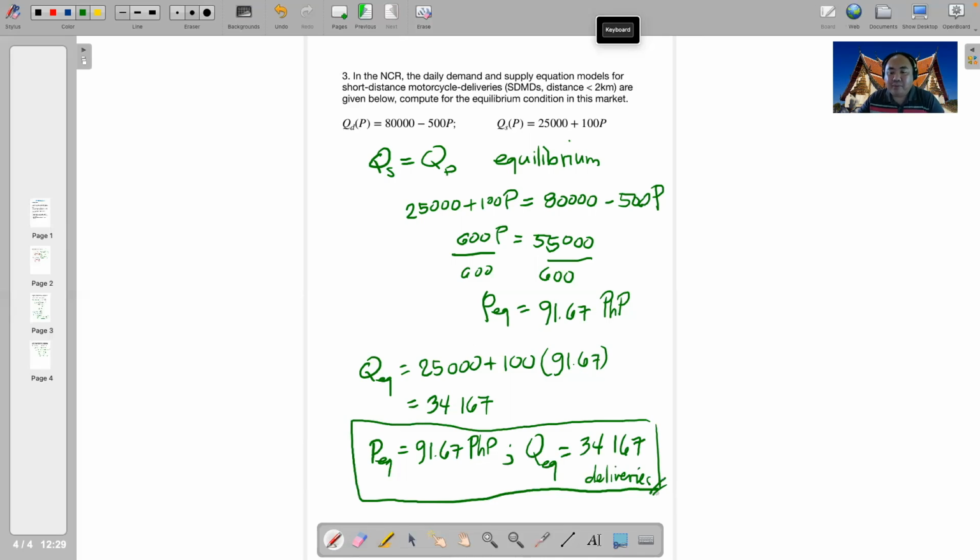I hope you were able to understand market equilibrium and how to get market equilibrium conditions given your demand and supply models. That's all for now. See you next time.